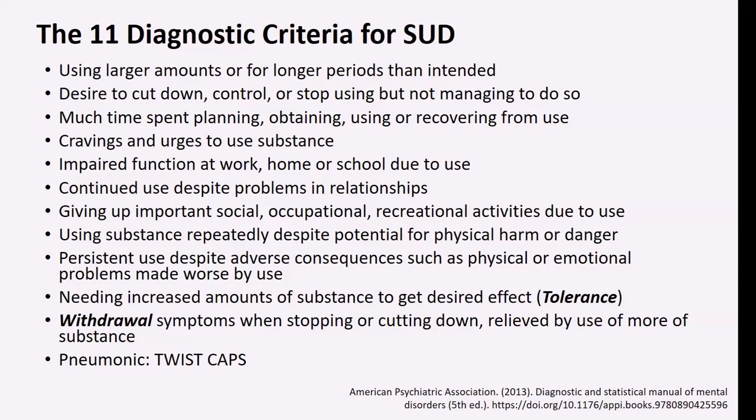It's not exactly all 11. One of the things they did is they put in craving. I thought that was good. They eliminated legal, which is questionable, but they put in craving. You ask the person, do you crave the substance? But most people who have this illness have trouble articulating what a craving is. It means something different to each person.